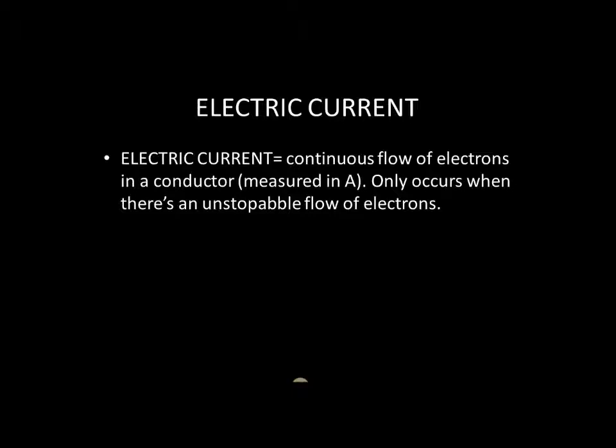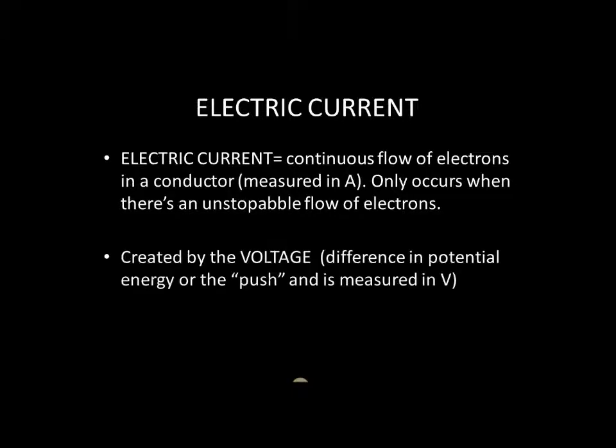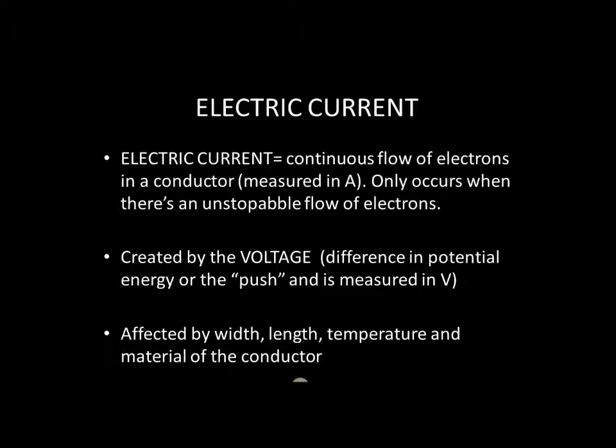Let's learn a little bit more about electric currents. Electric current is the continuous flow of electrons in a conductor, which is measured in amps. It only occurs when there is an unstoppable flow of electrons. It is created by the voltage, which is the difference in potential energy in a circuit, or the push, which is measured in volts.